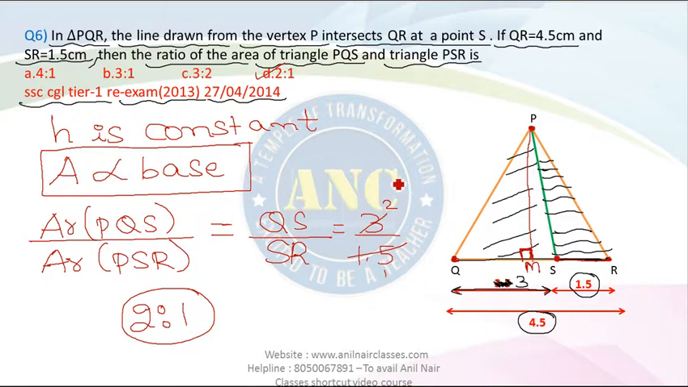The catch in this question is that the height for triangle PQS is PM, and the height for triangle PSR is again PM. That means the height is not changing, the height is constant. If the height is constant, then the area is directly proportional to the base. It is your original SSC CGL Tier 1 question in the year 2014.